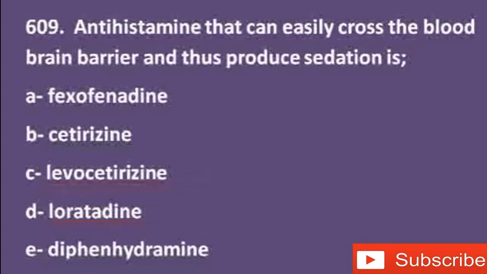Antihistamine that can easily cross the blood-brain barrier and thus produce sedation: options are fexofenadine, cetirizine, levocetirizine, loratadine and diphenhydramine. Actually, the antihistamines that can easily cross the blood-brain barrier and thus can cause sedation are the first generation antihistamines, while the second generation antihistamines are not so sedative in their pharmacological activity. So among these options, the first generation antihistamine is diphenhydramine.